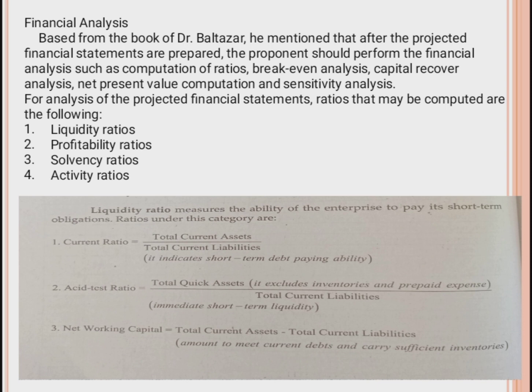So number 1, liquidity ratio, measures the ability of the enterprise to pay its short-term obligations. Ratios under this category are: number 1, current ratio, total current assets over total current liabilities. It indicates short-term debt-paying ability. Number 2, acid test ratio, total quick assets. It excludes inventories and prepaid expenses, over total current liabilities, immediate short-term liquidity. Number 3, net working capital equals total current assets minus total current liabilities, the amount to meet current debts and carry sufficient inventories.